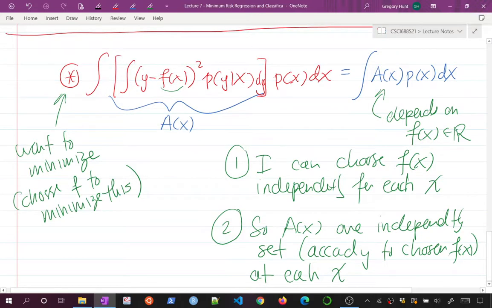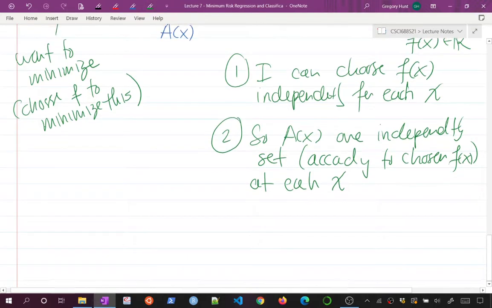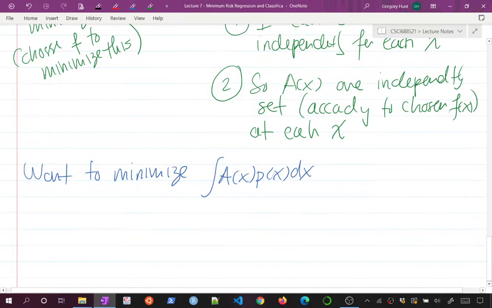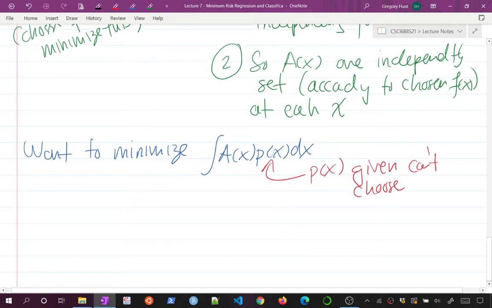So I want to minimize this. That means I want to minimize this thing. So to minimize, again, let me just rewrite this here. And I'm not allowed to choose p of x, right? P of x is given to us from the good Lord. P of x is given. Can't choose. Frankly, you don't really even know it.